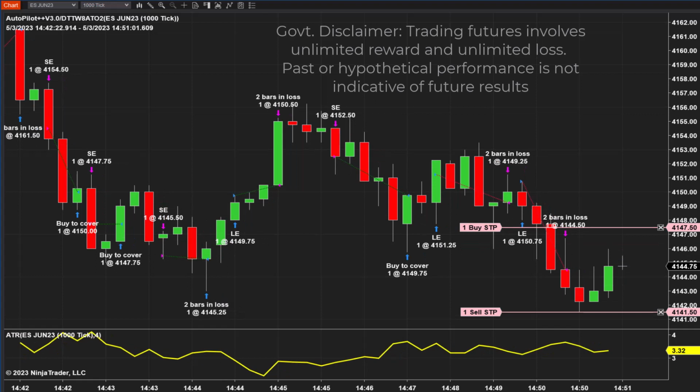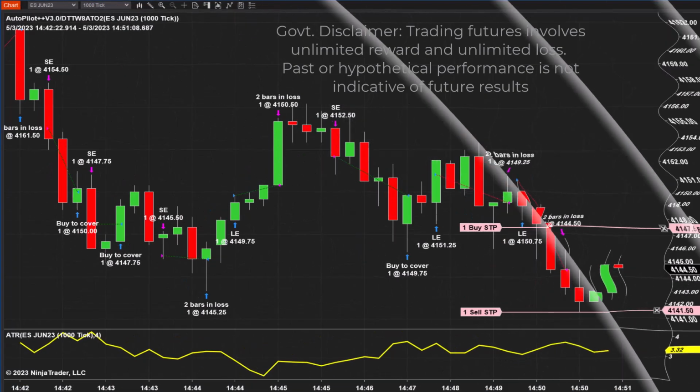Now before we begin, remember that trading is risky. Please don't trade with funds you cannot afford to lose. There are risks involved with any type of trading that you're doing.